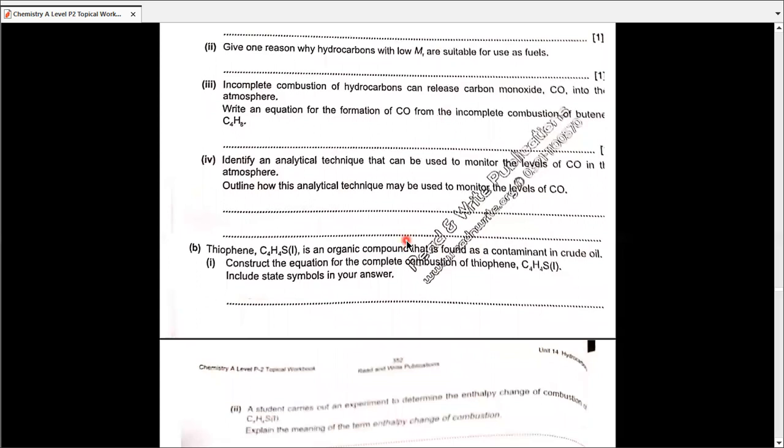Equation. So C4H8 plus 4O2 reacts to give 4CO plus 4H2O. C4H8, you just said, reacts with how many oxygen molecules? 4 moles of oxygen, and it gives 4 moles of carbon monoxide and 4 moles of water. Makes sense. Next.